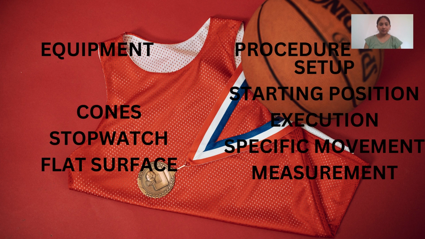On the command, the player sprints through the course, navigating through the cones, making sharp turns and adjusting direction as needed. Movements include forward sprints, lateral shuffles, and diagonal runs, incorporating various changes of direction. The time taken by the player to complete the Illinois agility test is recorded using a stopwatch, and the test can be repeated for multiple trials, with the best time recorded.